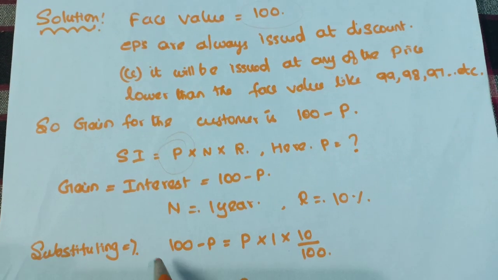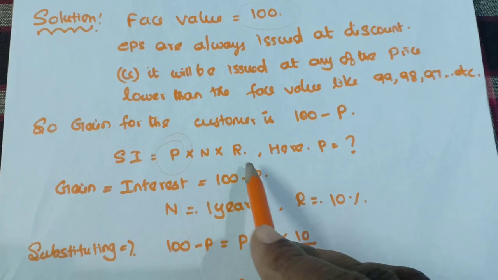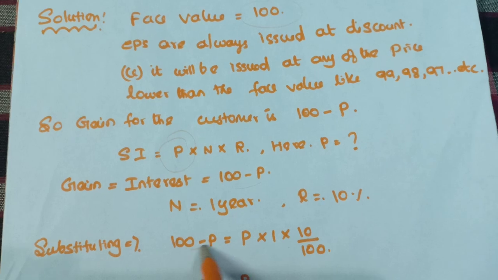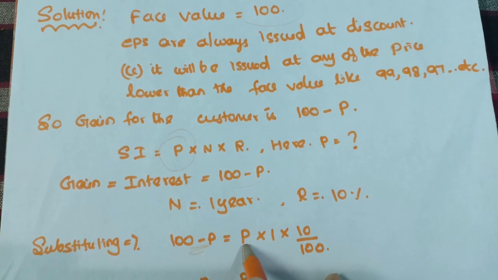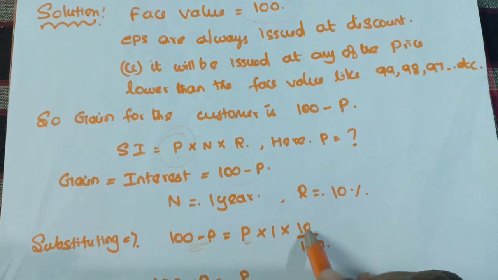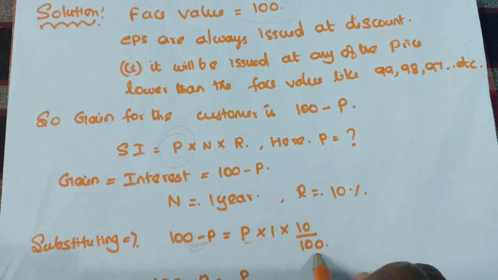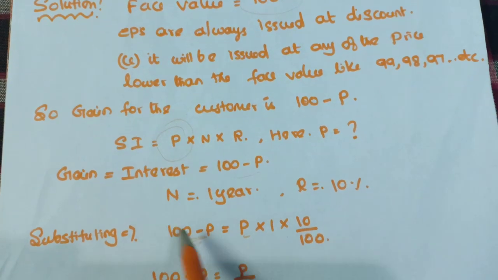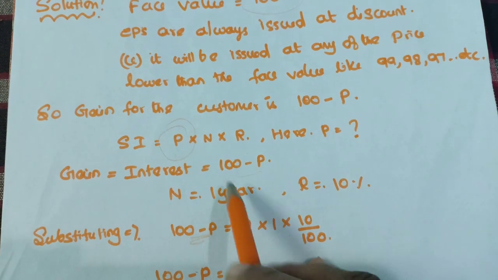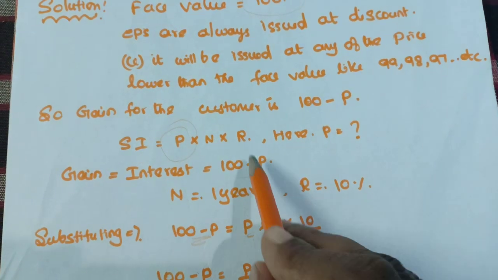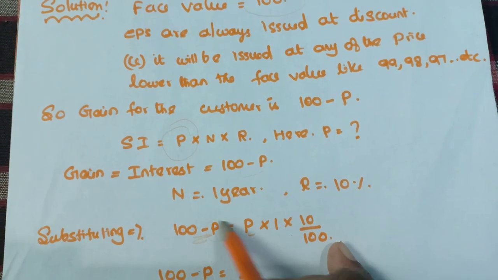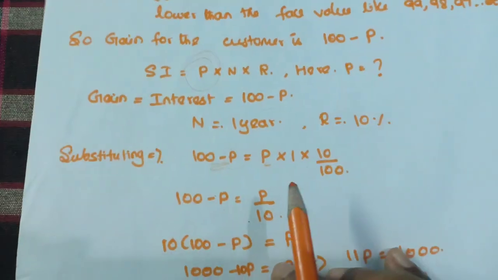So I am substituting these values. Interest is 100 minus P. This one is P into 1, where 1 is the year. And for R, I am substituting 10 divided by 100. For interest, I am substituting 100 minus P. Price is P, N is 1, and R is 10%. We need to find this value P. I am just solving this.